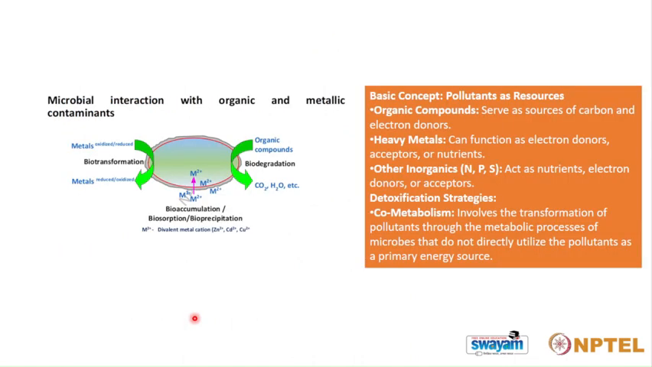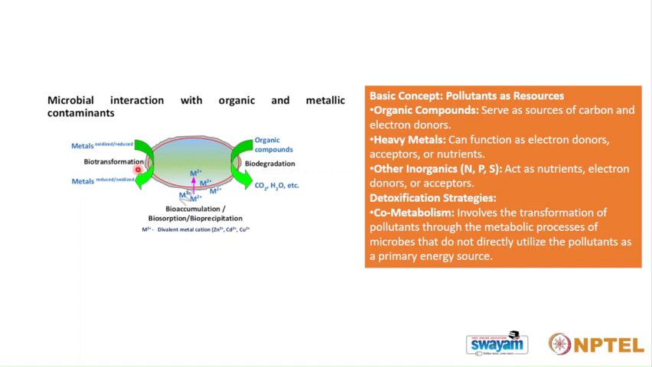And microbial remediation can be classified into biotransformation, biodegradation, and bioaccumulation, or biosorption, or bioprecipitation. So basically, in biotransformation, the contaminants will be converted from toxic form to non-toxic form, and in the case of biodegradation, the organic compounds will be converted into non-toxic CO2 and H2O. Whereas in the case of bioaccumulation, the contaminants will be accumulated into the cell or precipitated into the cell.